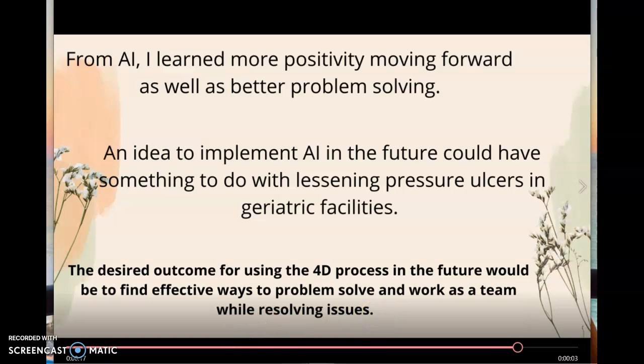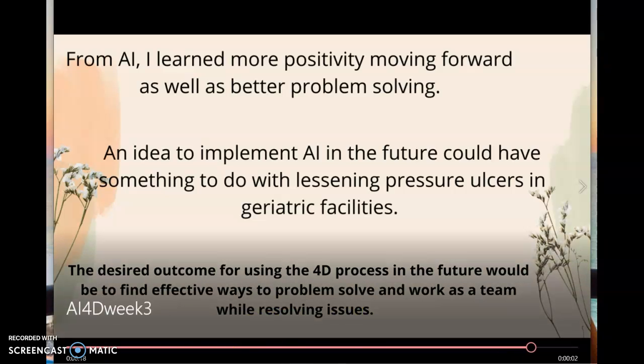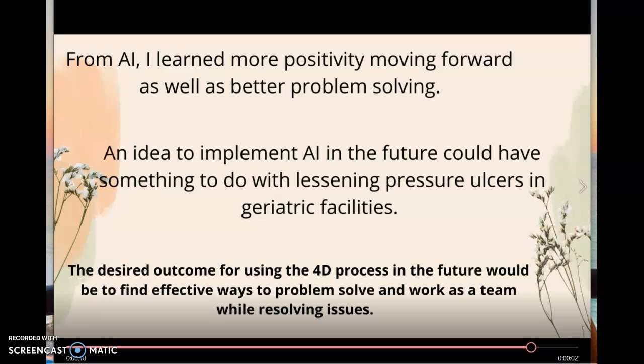From AI I learned more positivity moving forward, as well as better problem solving. An idea to implement AI in the future could have something to do with lessening pressure ulcers in geriatric facilities. That is an ever increasing issue. And again, it kind of goes back to adequate staffing. If these residents or patients are to be turned at least every 2 hours, that's hard to do when you have 30 to 50 to 60 to 70 patients on your own.